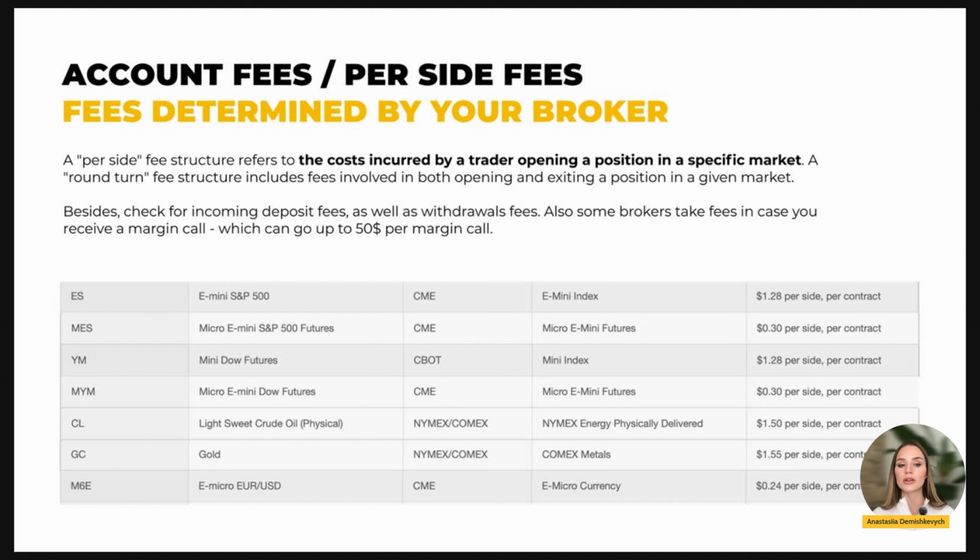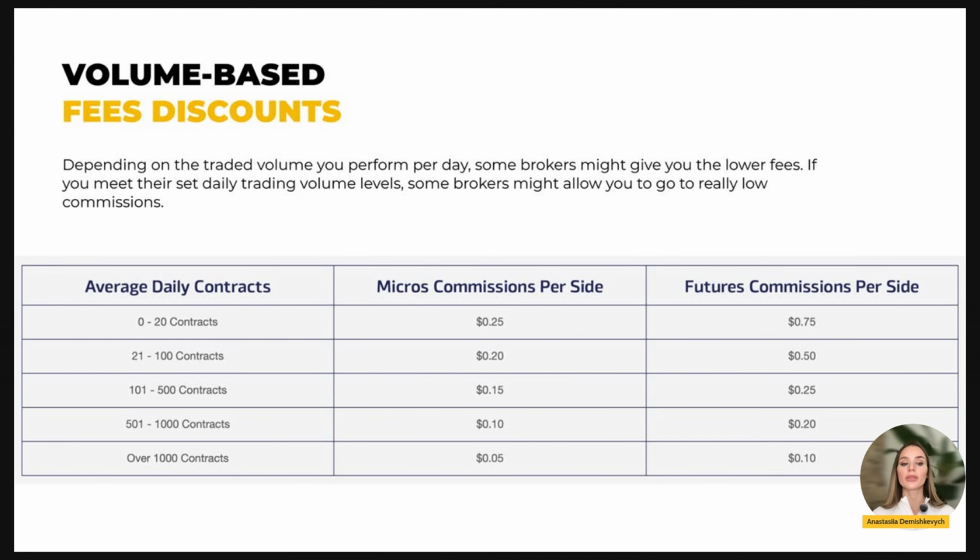Besides, check for upcoming deposit fees as well as withdrawal fees. Also, some brokers may take fees in case you receive the margin call, which can go up to 50% per margin call received. The good news is that depending on the traded volume you perform per day or per month, some brokers might give you lower fees. If you meet their set daily volume levels, some brokers might allow you to go really low on commissions. So, if you are quite an active trader, don't forget to ask your broker about this.